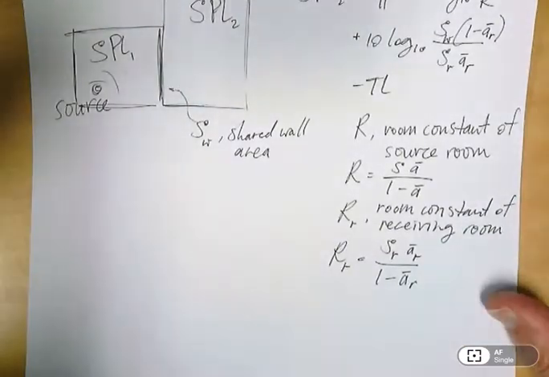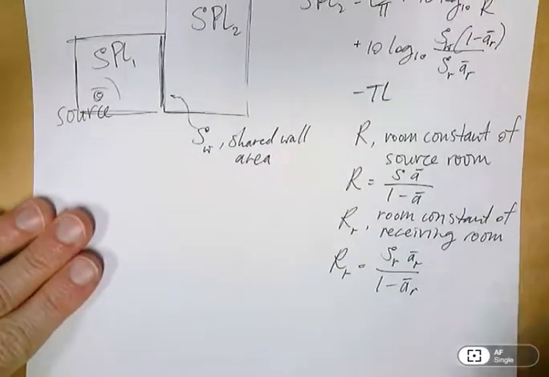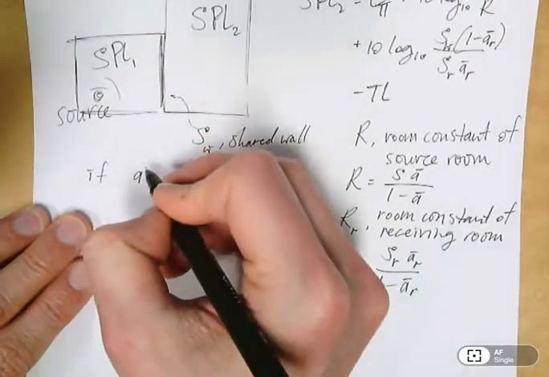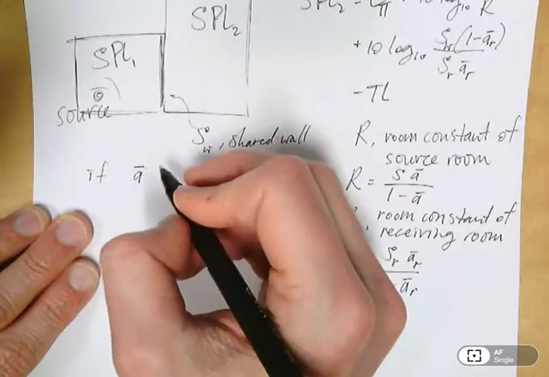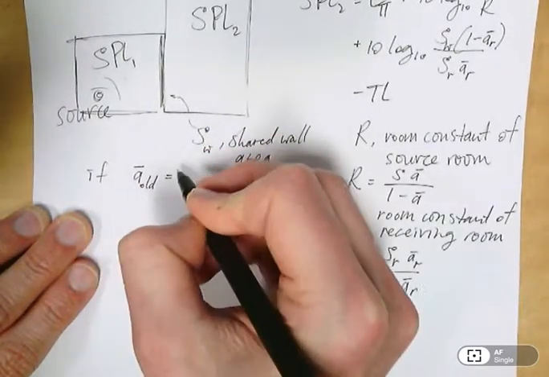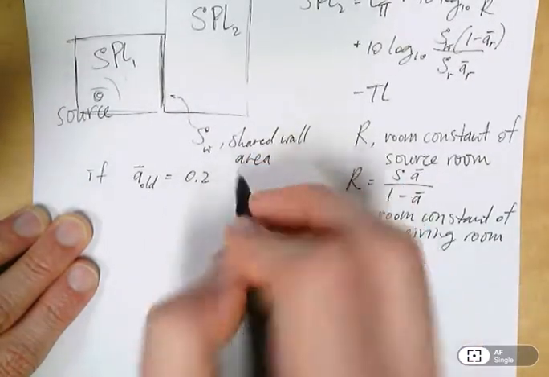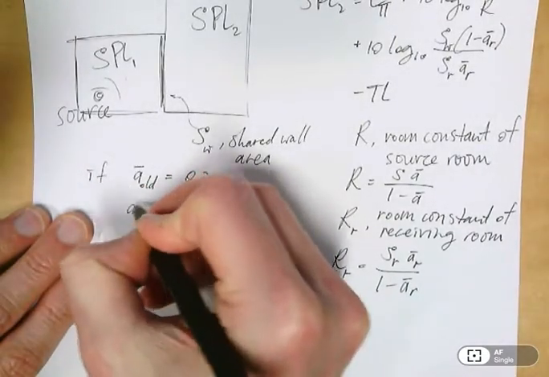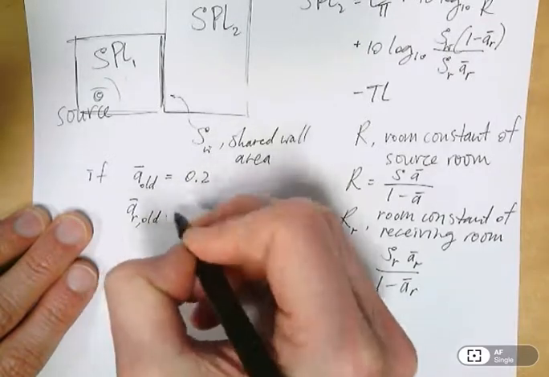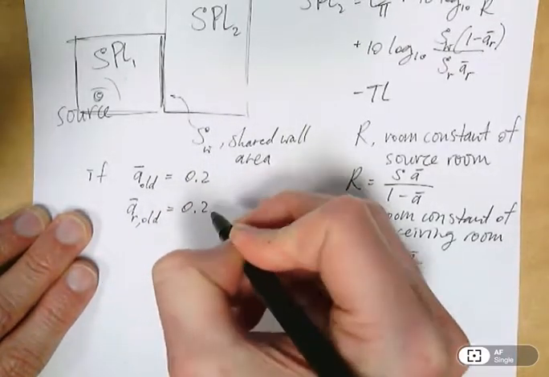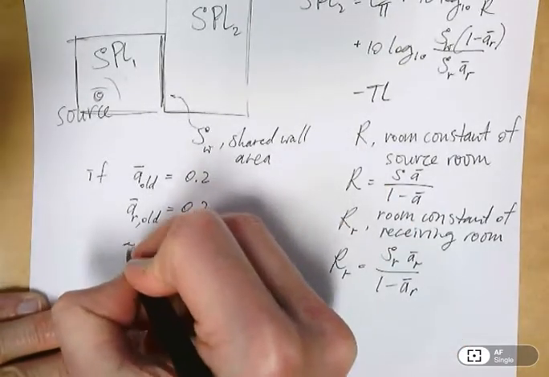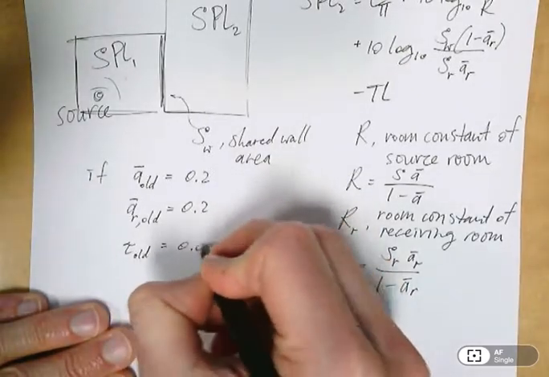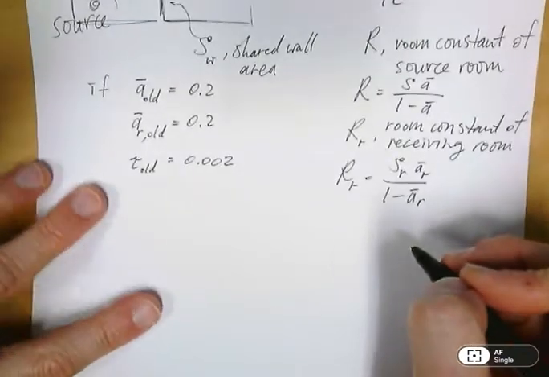So the question is, if we have the following: I'm sorry, if the absorptivity of the source room old is 0.2, if the receiving room old absorptivity mean is 0.2 as well, and the transmission coefficient of the shared wall is 0.002, let's ask, what is more influential?